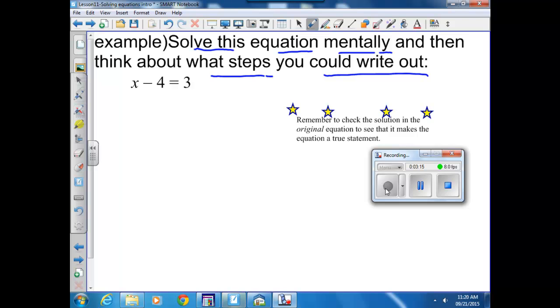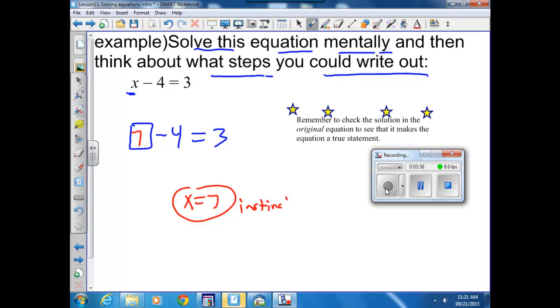Okay, so X stands for some unknown thing, some unknown number, right? Okay, so something minus 4 equals 3, right? Now some people just look at that and instinctively say, oh, X must be 7, because 7 minus 4 equals 3. So you feel that X is 7, and that's just based off of instinct.